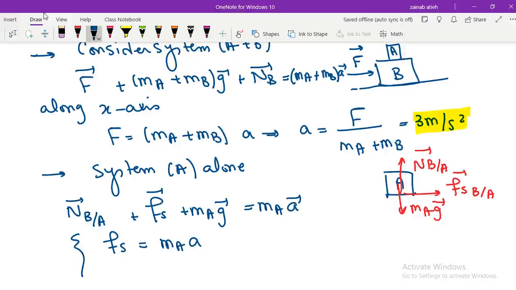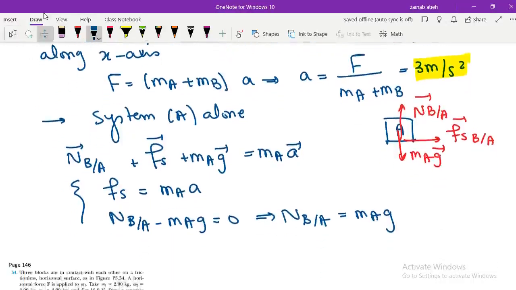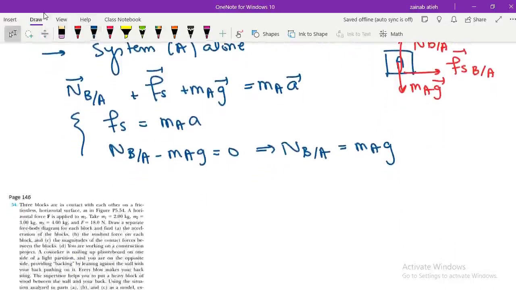Notice here, if someone put the Fs backward, they would get minus Fs equals MA A, so it's wrong. MA is positive and minus Fs would be negative, so they would realize they drew the Fs wrong. So along y-axis I have NB over A minus MA G equals 0. I have Fs and now I want N, okay, it's equal to MA G. So I will move a little bit down.